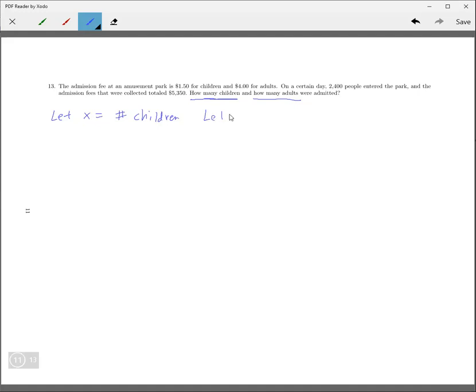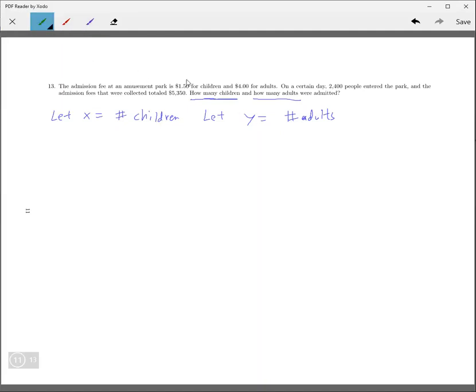And let Y equal the number of adults. Okay, so when you have a word problem, one of the things you look at is what it is asking you to find. That's really important that you understand what it's asking for. And then usually you're going to let your variables be what they're asking you to find. Okay, so X is the number of children, Y is the number of adults.